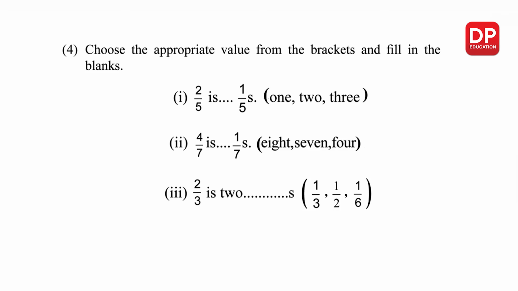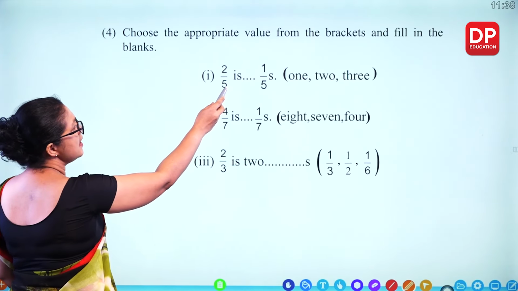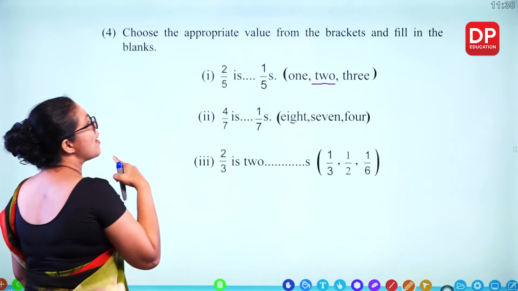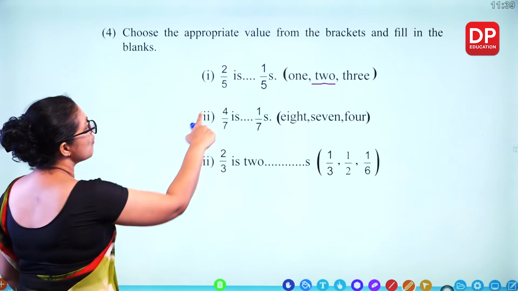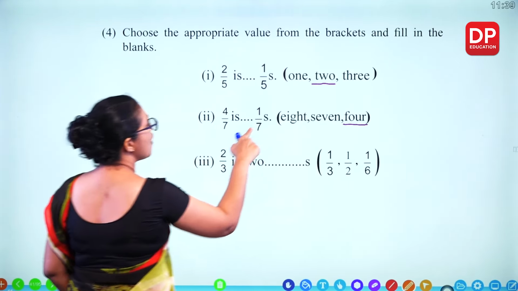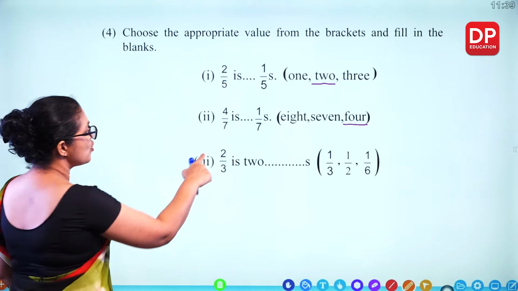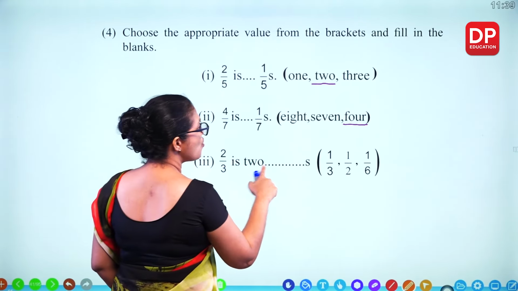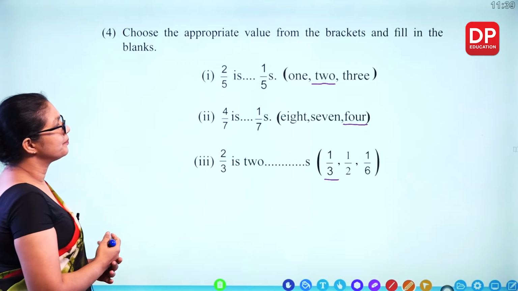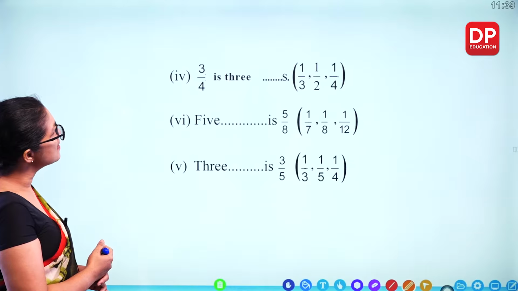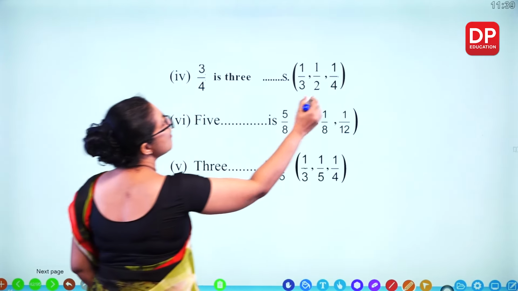Choose the appropriate value from the brackets and fill in the blanks. 2/5 is 2 of 1/5. 4/7 is 4 of 1/7. 2/3 is 2 of 1 over 3. Then 3/4 is 3 of 1/4.